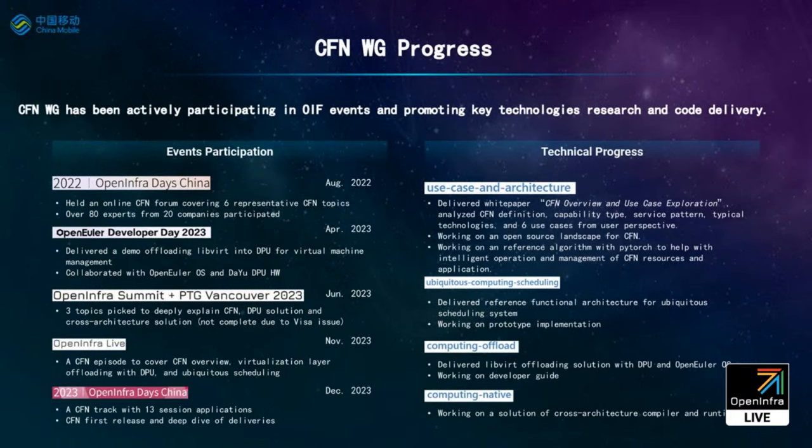For the ubiquitous scheduling, we delivered a reference function architecture for the scheduling system, and we have the prototype. We are working on documents and the code. We will deliver the first version soon. And the computing offload, like in the demo, is offloading the libvirt from the host to the DPU, and we have already got the guide and the code on the open dev repository and are working on some updates.